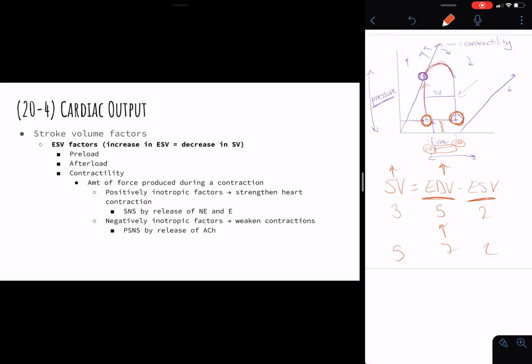The opposite is also true. If you increase parasympathetics, so you have more acetylcholine being released, now you have less contractility of the heart, so the heart isn't as good at pumping the blood out as it could be. So you're going to increase the end systolic volume, and if you're increasing the end systolic volume, then you're decreasing the stroke volume that we're working with.